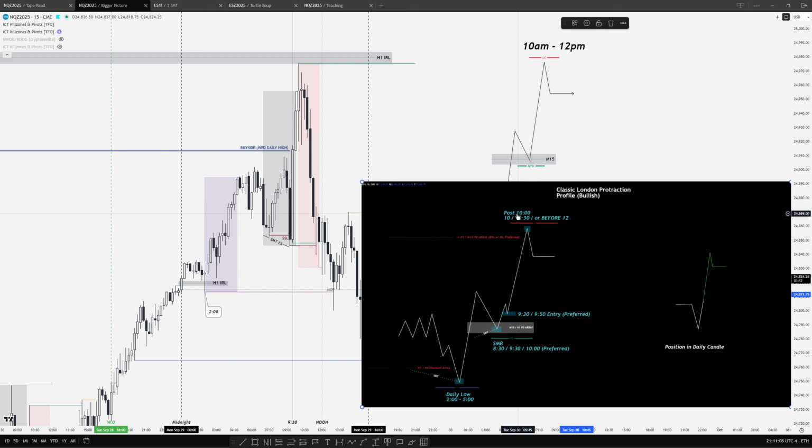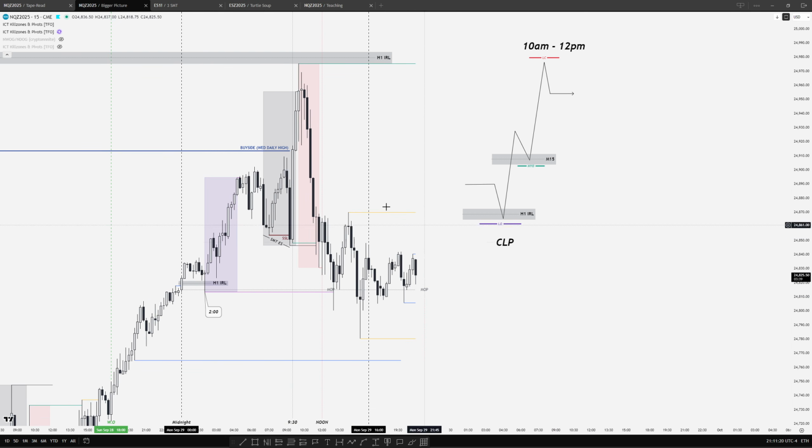So post 10 o'clock, it's not 10:30 like you see a lot of times with the New York Open reversal profiles when you're extremely bullish. But if we tag that PD array post 10, that meets the minimum requirements. All right, so look how it follows this perfectly.